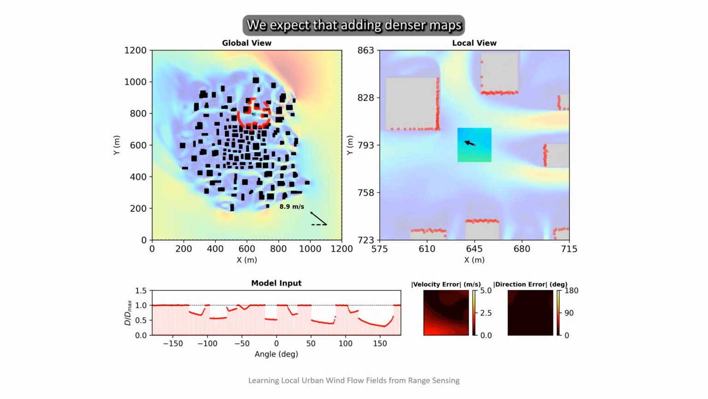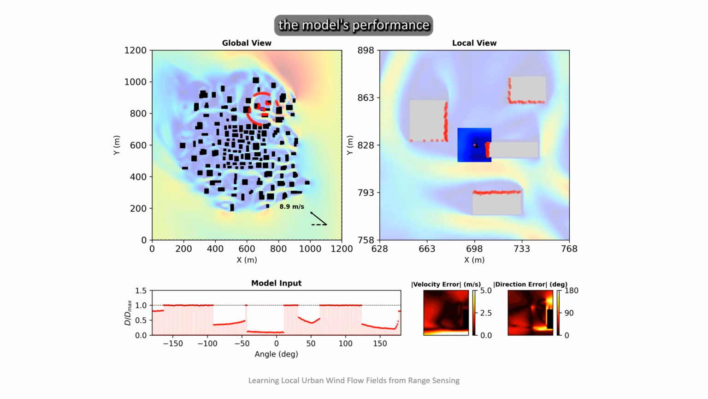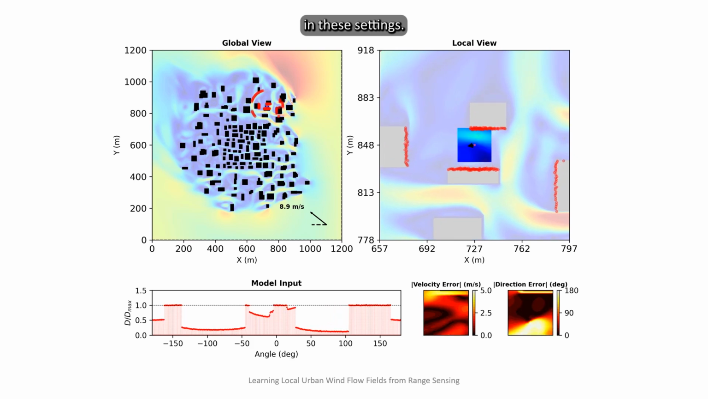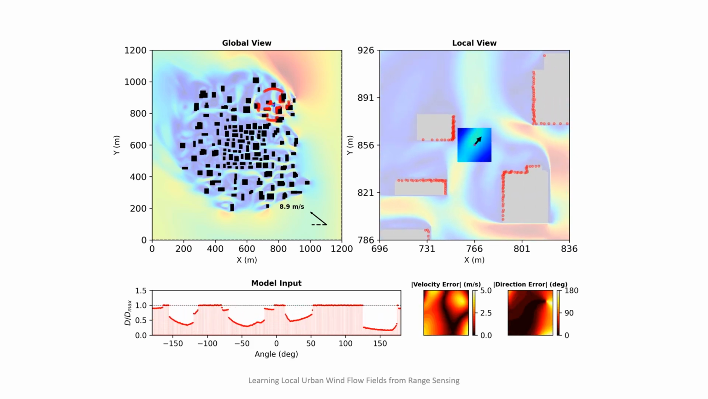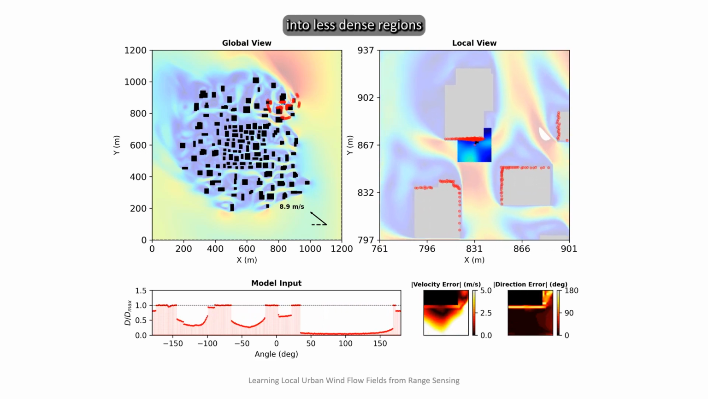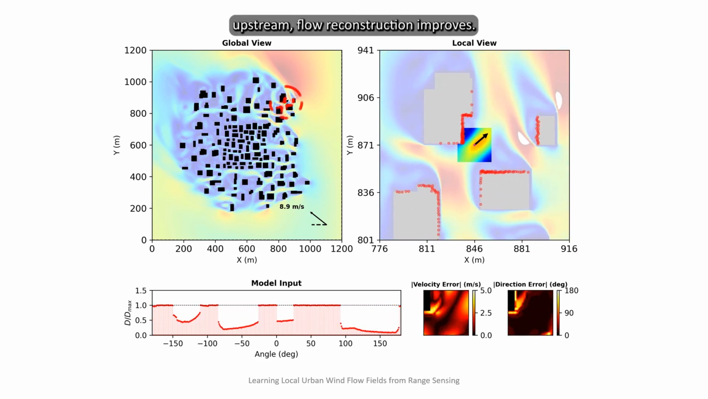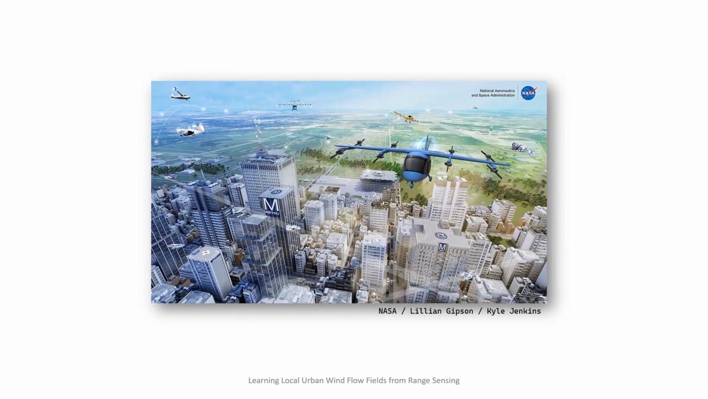We expect that adding denser maps to the training dataset would improve the model's performance in these settings. As the robot flies into less dense regions upstream, flow reconstruction improves. Our method will enable real-time reasoning about complex wind patterns, leading to safer and more efficient autonomous flight in future cities.